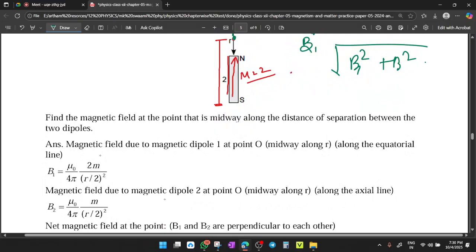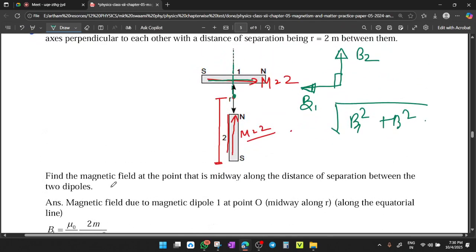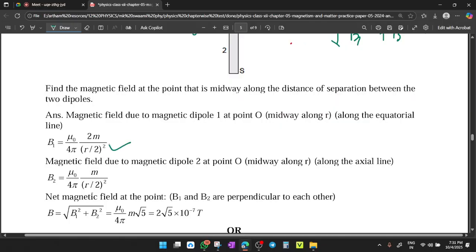B1, the magnetic field of dipole 1 at point O midway along the equatorial line here: mu naught upon 4 pi, 2M into r by 2 whole square. Yes, look, why is it r by 2? If this total distance is small r, then from here to here, the distance would be r by 2. So for a distance equal to r by 2, and the above magnet also has a distance of r by 2. So 2M by r by 2 whole square, because it is in axial position along the axial line.